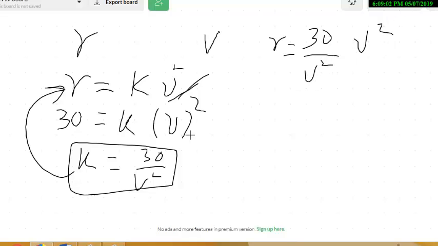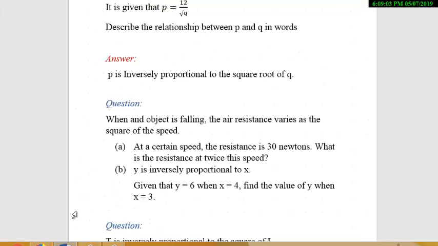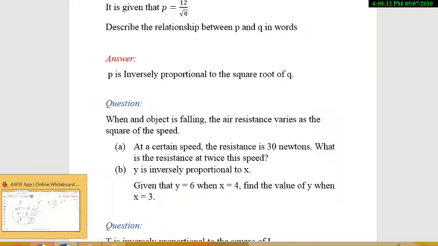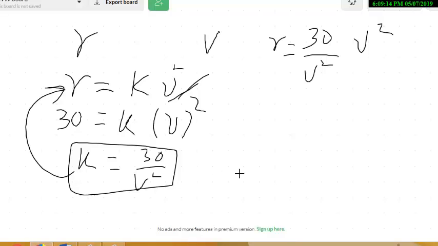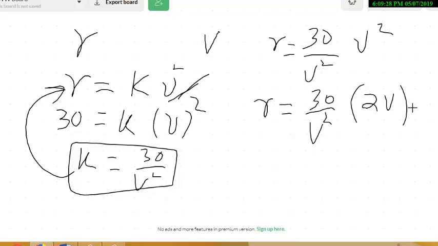Okay, so now the second piece of information: what is the resistance at twice this speed? If the speed is 2 times, then what is the resistance? So I have to find resistance here. It is the value of K, V square, and the speed is twice. So when speed is twice, I will use the bracket here. Be careful, use the brackets here. Then I will put square over here.